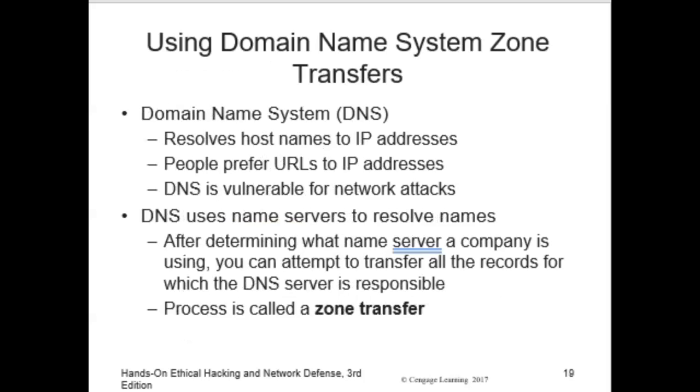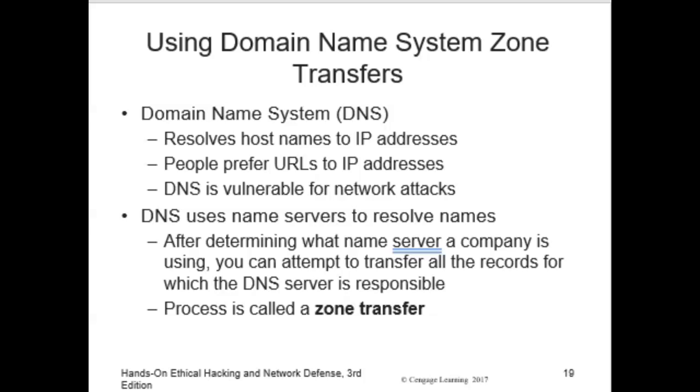Now, using the domain name system, DNS zone transfers, is another way to gather information when footprinting a network. A DNS, as we've discussed earlier or in other courses, is responsible for resolving the host name to the IP address and vice versa. It can go from IP address back to host name. So instead of loading the IP address, we can load Google, and it uses the DNS to look that up as a fully qualified domain name, FQDN.